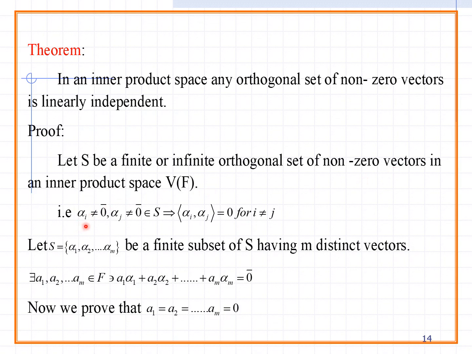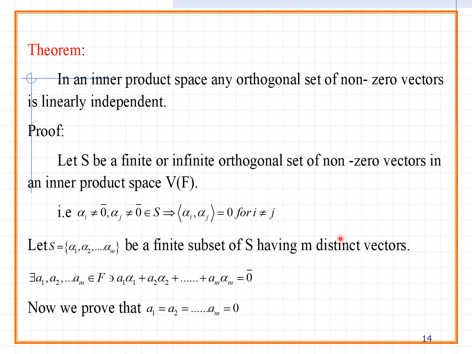Automatically, what they said: the first vector is not a 0 vector and the second vector is not a 0 vector. The product is always 0. Why? Because the two vectors are different. So let us see this. S is the set with elements alpha 1, alpha 2, and so on, alpha m, a finite subset of S having m distinct vectors. For example, you can take finite values.